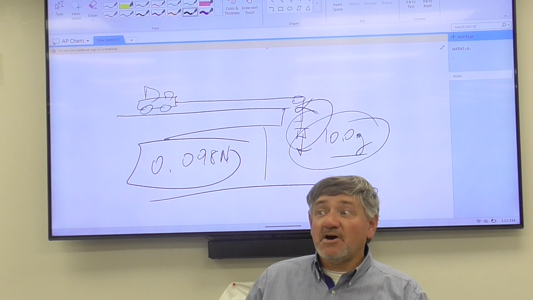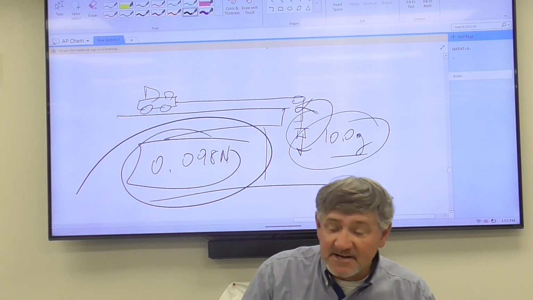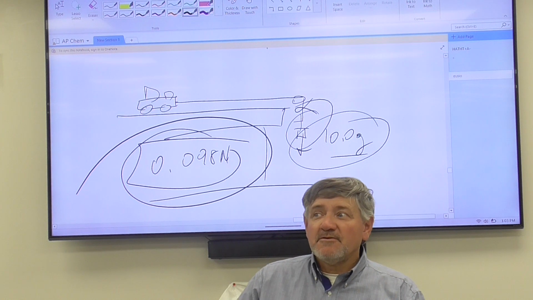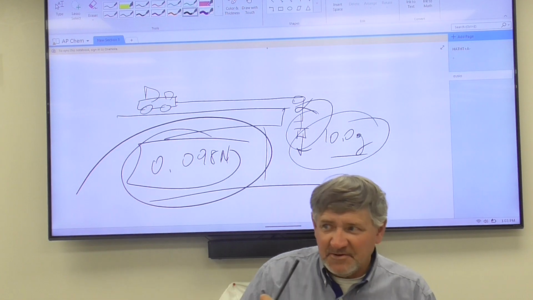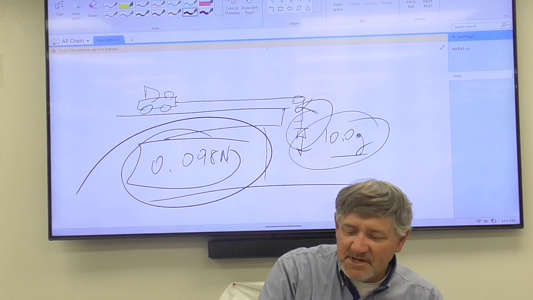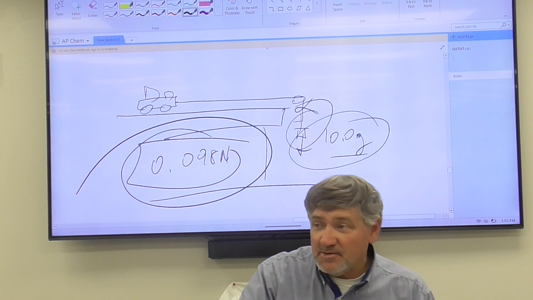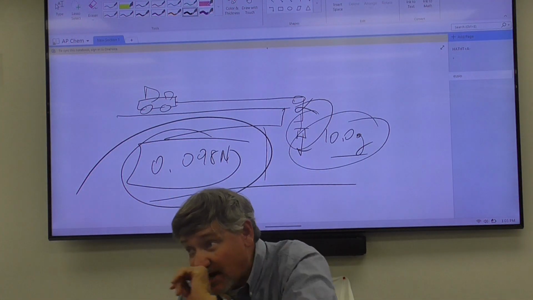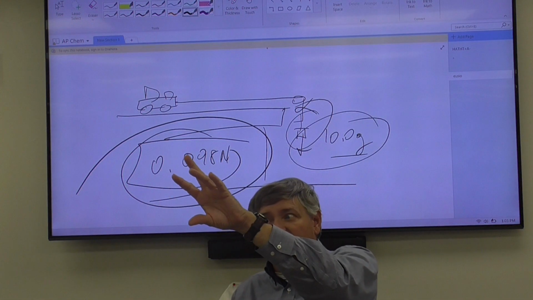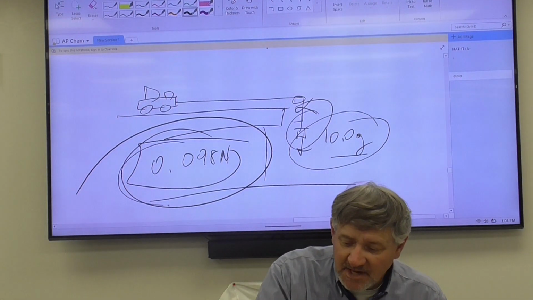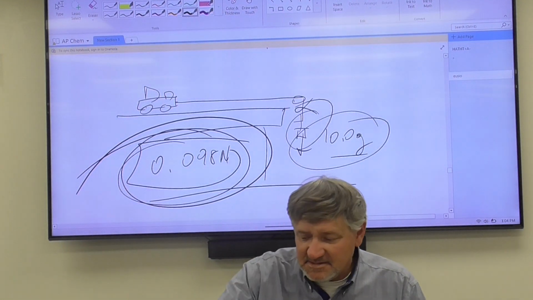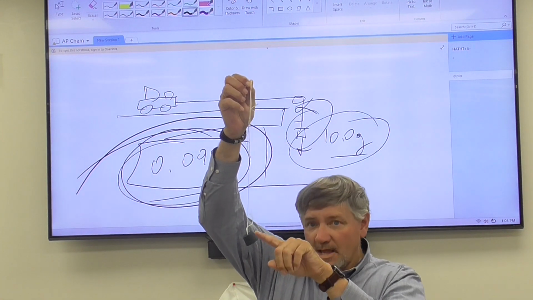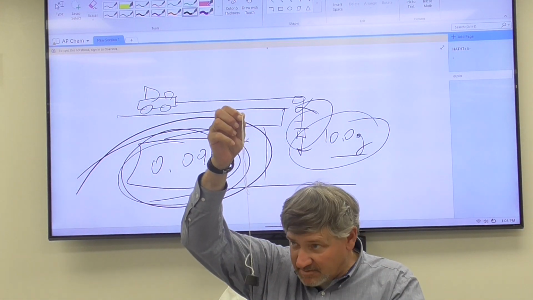It's acting on a 10-gram mass. You're making this difficult. To get this 0.098 newtons, we took 10 grams, we converted it into kilograms, we multiplied it by the acceleration due to gravity, which is 9.8 meters per second squared. And we got 0.098 newtons. So visualize this. Here's this 10-gram mass, and gravity is pulling down with the force of 0.098 newtons.